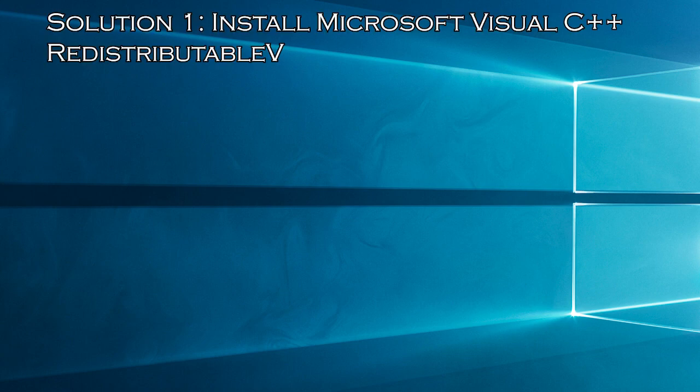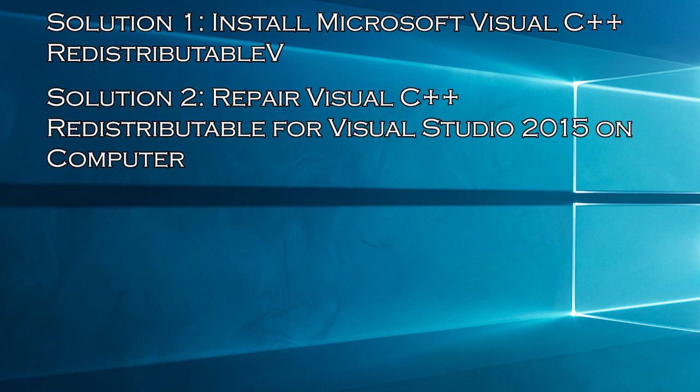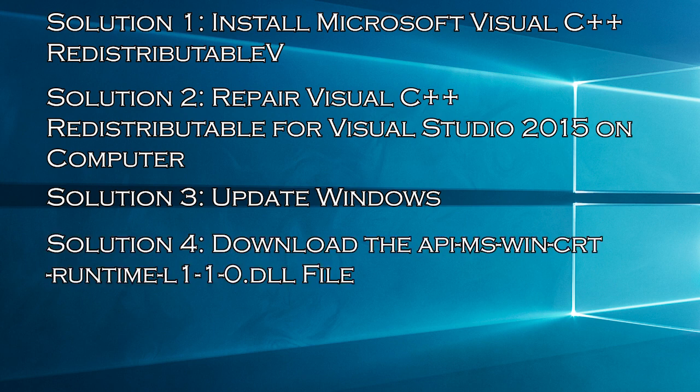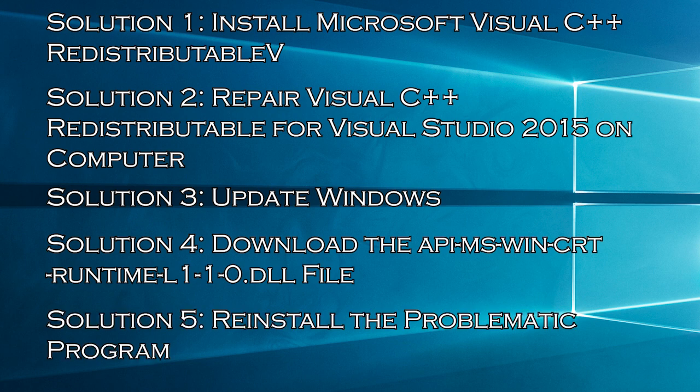Solution 1. Install Microsoft Visual C++ Redistributable. Solution 2. Repair Visual C++ Redistributable for Visual Studio 2015 on computer. Solution 3. Update Windows. Solution 4. Download the api-ms-win-crt-runtime-l1-1-0.dll file. Solution 5. Reinstall the problematic program.